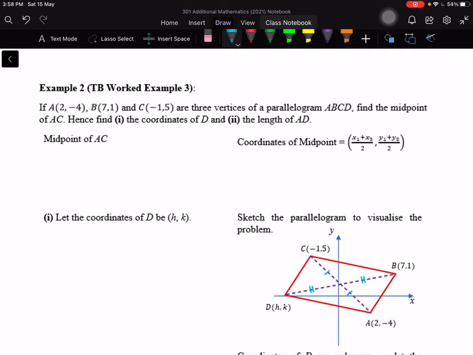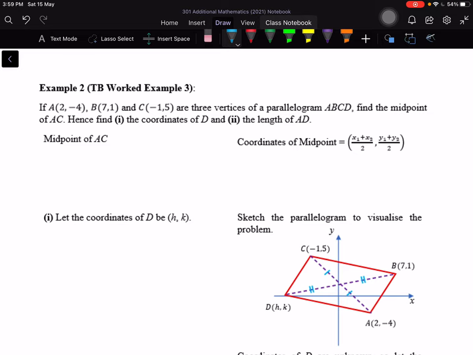Let's now look at example two. You are given 3 points A, B, and C, with the coordinates given. They are three vertices of the parallelogram A, B, C, D.